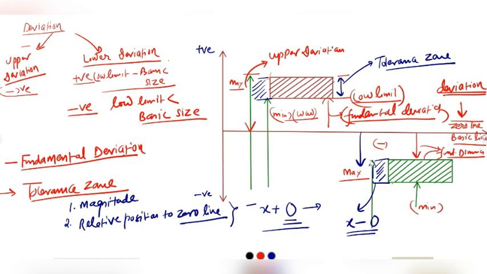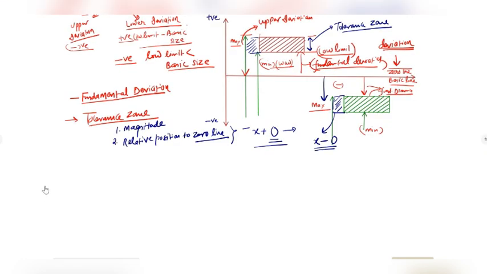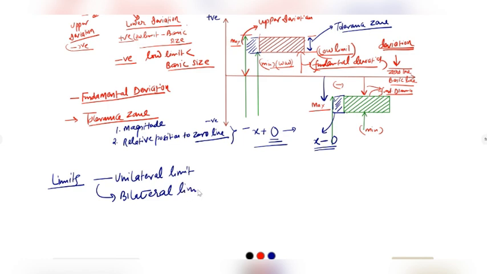Further to this, there are two kinds of limits possible based on this tolerance zone. So there are possibilities of two kinds of limits. One is unilateral limit and the other is bilateral limit. So these two types of limits are possible. Now, what is the meaning of unilateral limit and what is the meaning of bilateral limit?